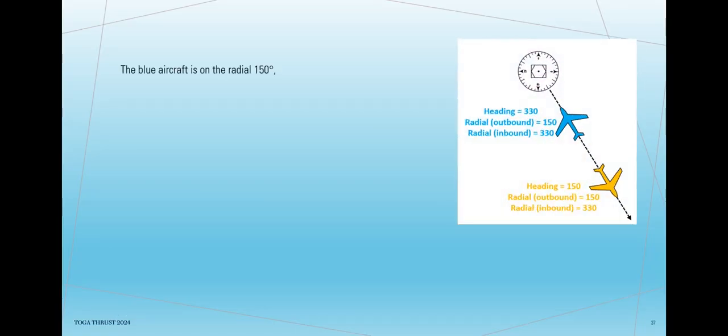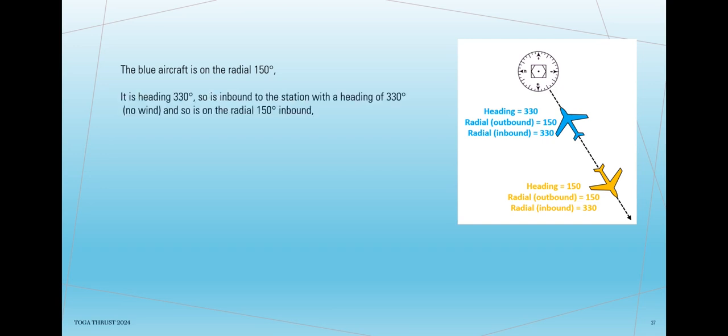The blue aircraft is on the radial 150 degrees. It is heading 330 degrees, so is inbound to the station with a heading of 330 degrees, no wind, and so is on the radial 150 degrees inbound.